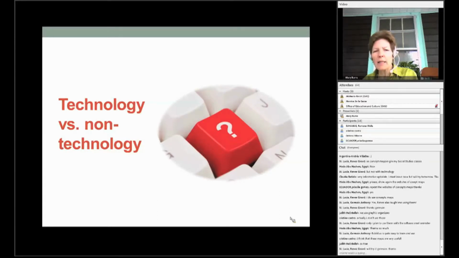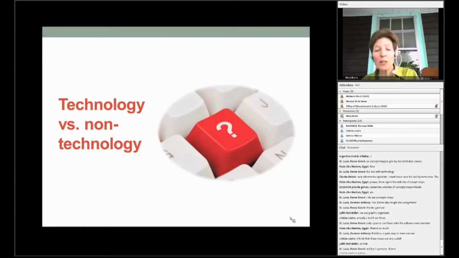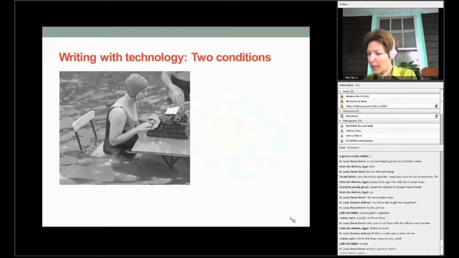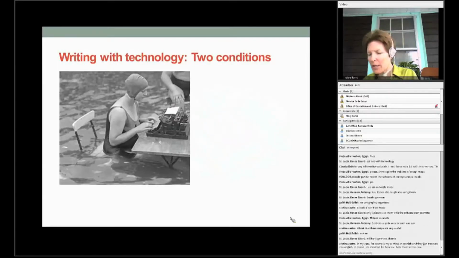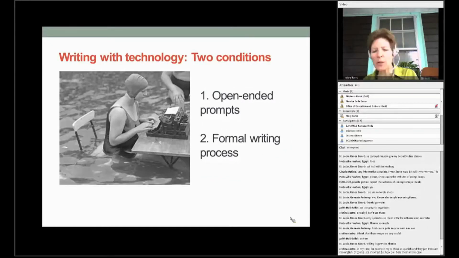But in terms of the question, couldn't we teach students to write well just using pencil and paper? Do we have to use technology? And the answer is, we really do have to use technology. This is where the research is really powerful on using technology to improve student learning. If we teach students how to go through the writing process and use technology to do that, students' scores on assessments are higher than if we teach them the writing process and we don't use technology.